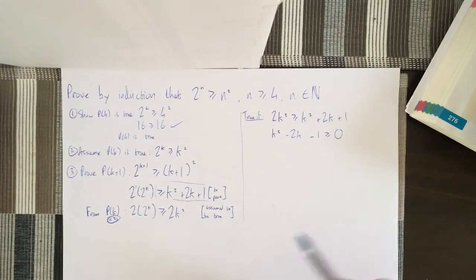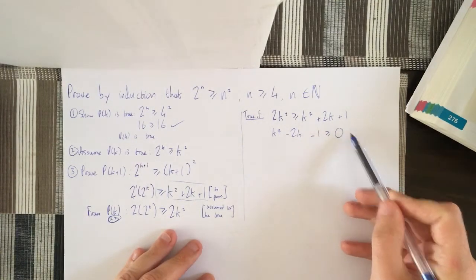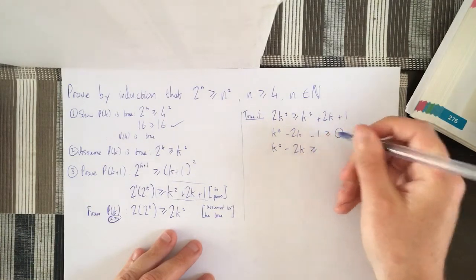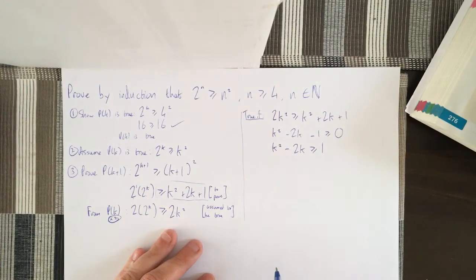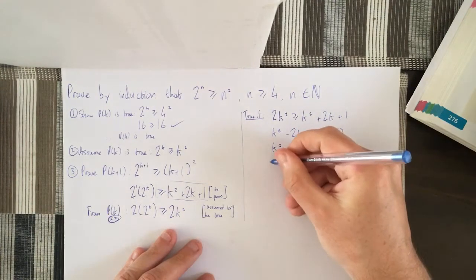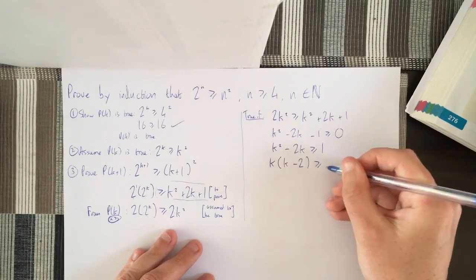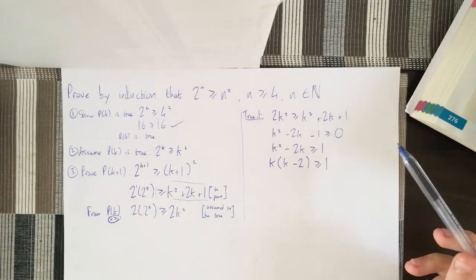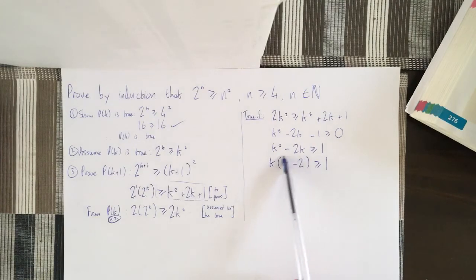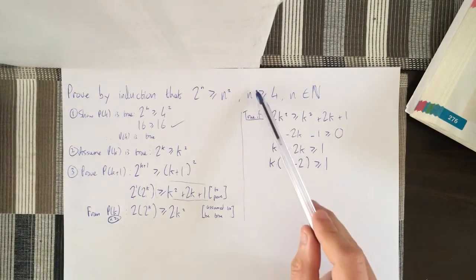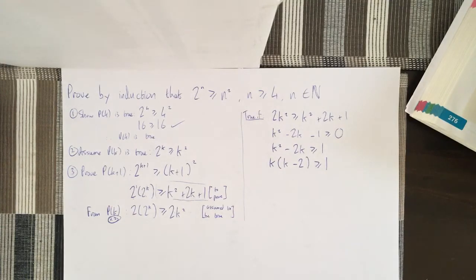So I think it's fine here to bring the minus 1 over, to say k squared minus 2k is greater than or equal to 1, and then factorize k out. So k times k minus 2 is greater than or equal to 1. What is important here is that I would get k greater than or equal to 4. What would throw up an issue is if this was only true for k greater than or equal to 5 or 6 or 7. So is this true for k greater than or equal to 4?